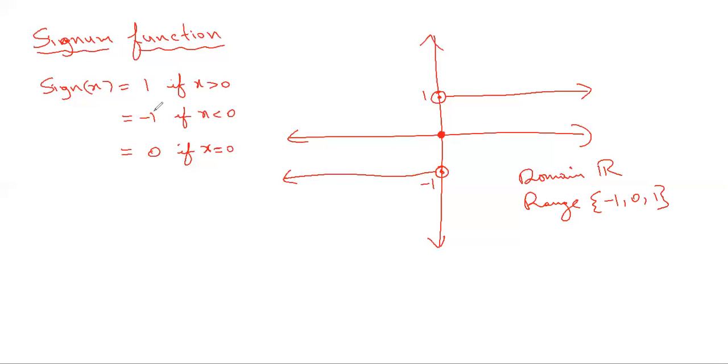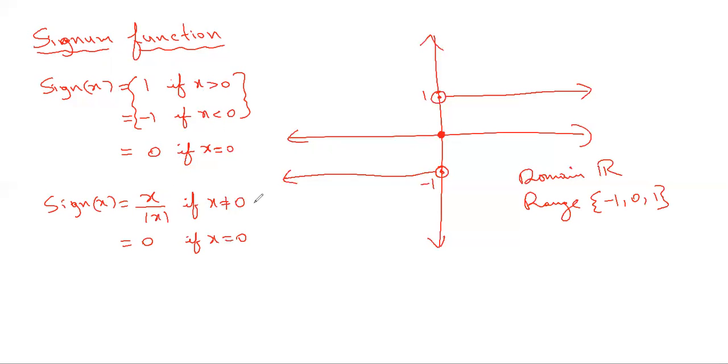But there is another way of writing this signum function using the modulus. You can combine these 2 definitions and write x by mod x if x not equal to 0, and equal to 0 if x is equal to 0. This is also the same. Sir, how is this the same as that?